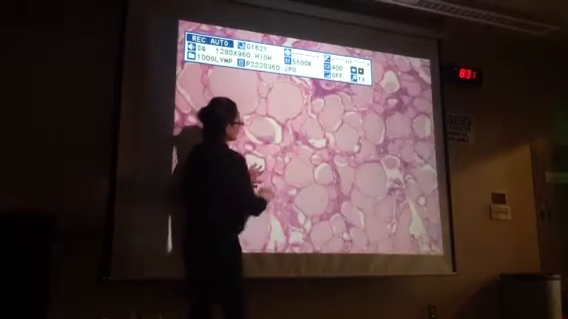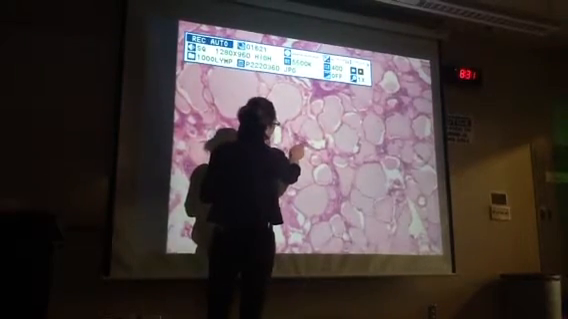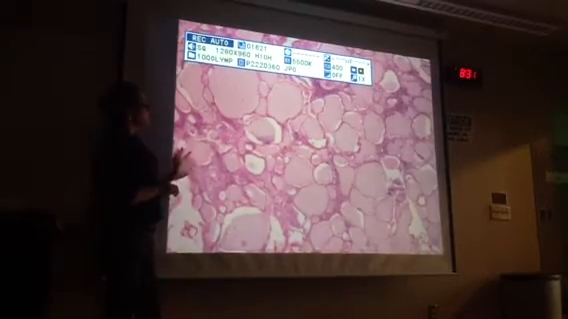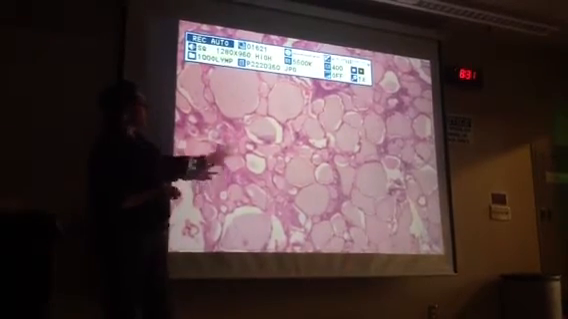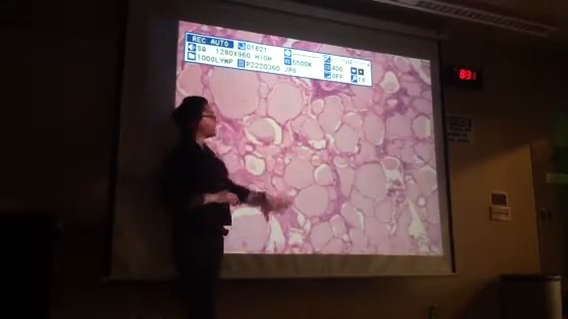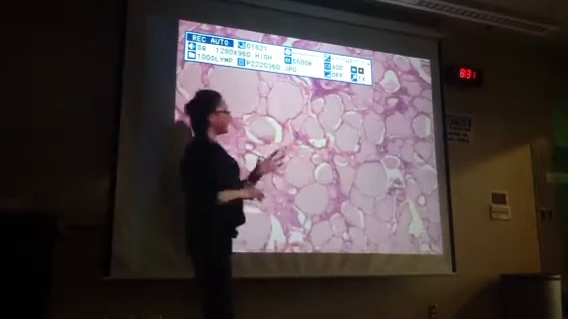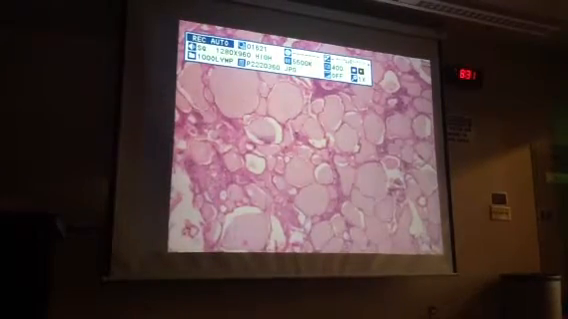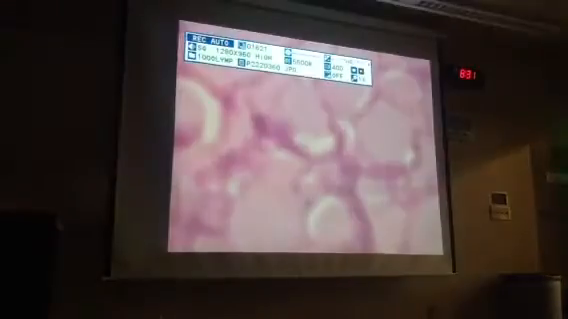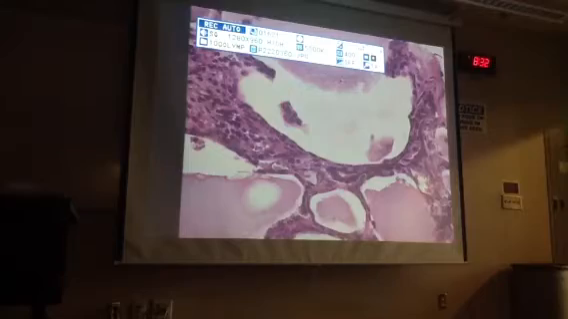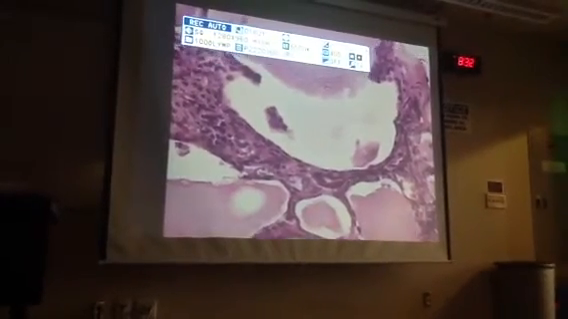But in between the follicles, this is where you would find the parafollicular cells or the C cells. For this one, it's going to be better to magnify it because then you can actually see cells. Here you can see the outline of the cells, but you can't really see the cells. So I'm going to take it up to 10x. So this is at 40x.